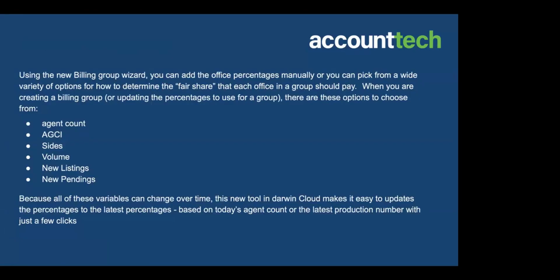Take a step back: why would you create a billing group and what are they good for? A billing group is to easily break down an expense if you need to spread it across your offices. Like we use billing groups in the FSA department when we want to spread the overhead charges across sales offices. So the corporate overhead needs to be distributed among sales offices. So we would select a billing group based on most likely agent count or AGCI.